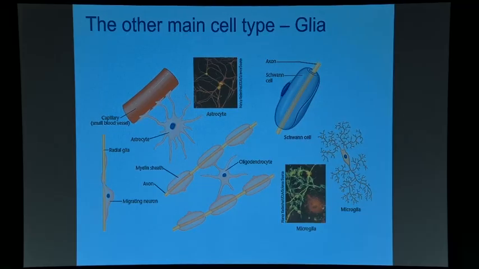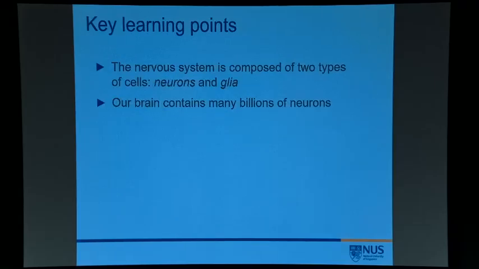So the key learning points are that the nervous system is composed of two types of cells, the neurons and the glia, and that our brain contains many billions of these neurons.